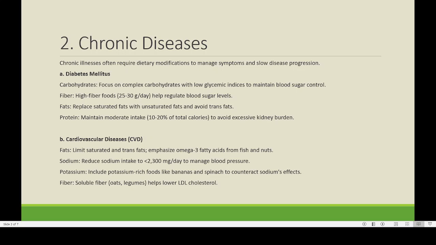Coming to the second one, that is cardiovascular disease. Cardiovascular means heart and circulatory problems. Limit the intake of saturated and trans fat, and emphasize omega-3 fatty acids from fish and nuts. A person with a cardiovascular or heart related problem should not be taking too much chicken or beef. Instead, they can have plenty of fish. Fish doesn't have much saturated fat, and at the same time, fish is good for the health of the heart.